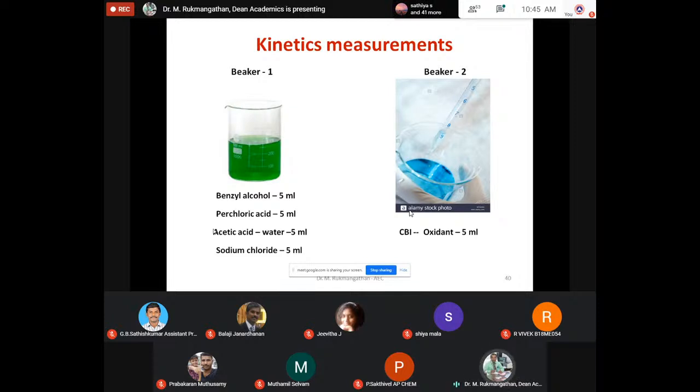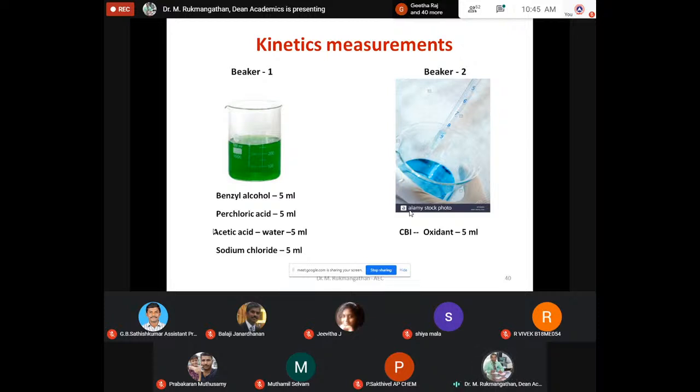Now, before that, our Equiptronics digital potentiometer has been pre-calibrated and it is well set for the kinetic run. The Equiptronics digital potentiometer already has the electrode assembly, a saturated calomel electrode and a platinum electrode. These two electrodes are dipped in beaker 1, the reaction mixture. Please remember that the entire kinetic run should be carried out by maintaining the constant temperature of 308 Kelvin. For that purpose only, the thermostat has been used.